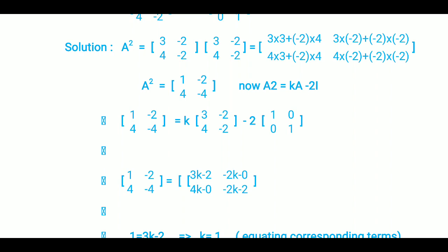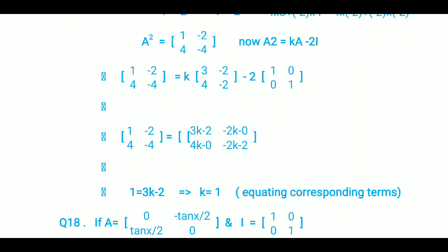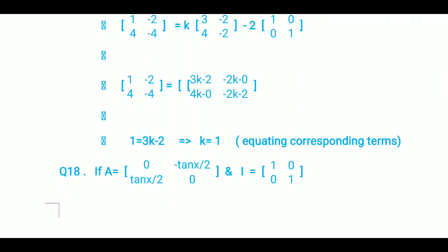A is the matrix [3, -2; 4, -2] minus 2 into the identity matrix [1, 0; 0, 1]. Now solving, [1, -2; 4, -2] is equal to the matrix containing 3K minus 2, K minus 0, 4K minus 0, and minus 2K minus 0.